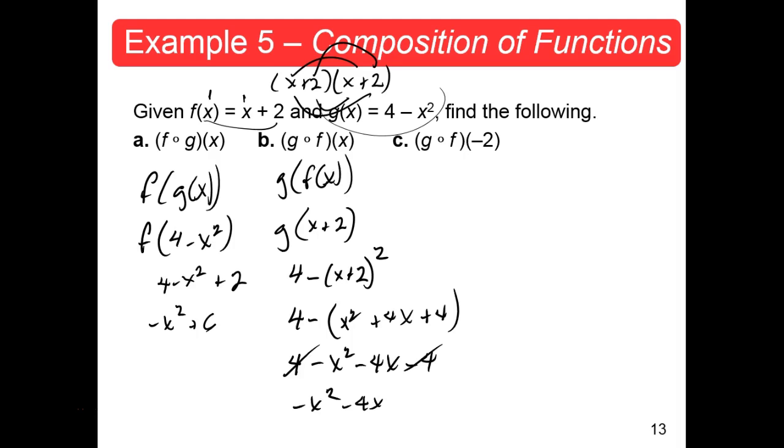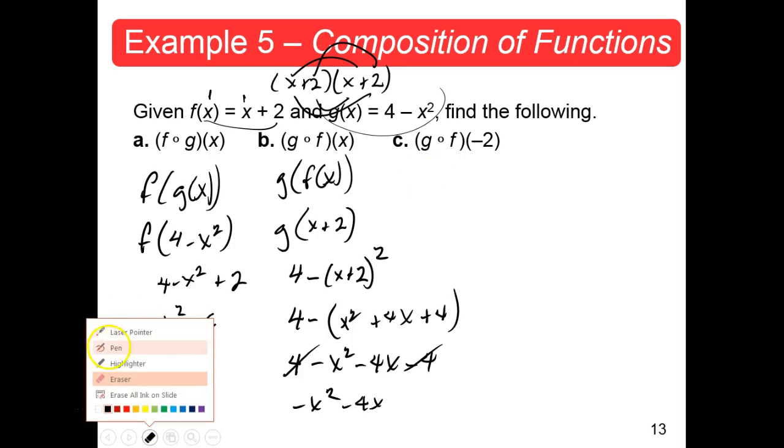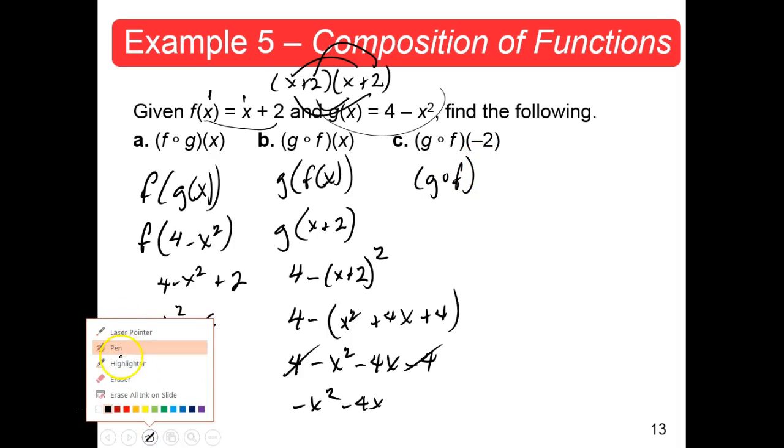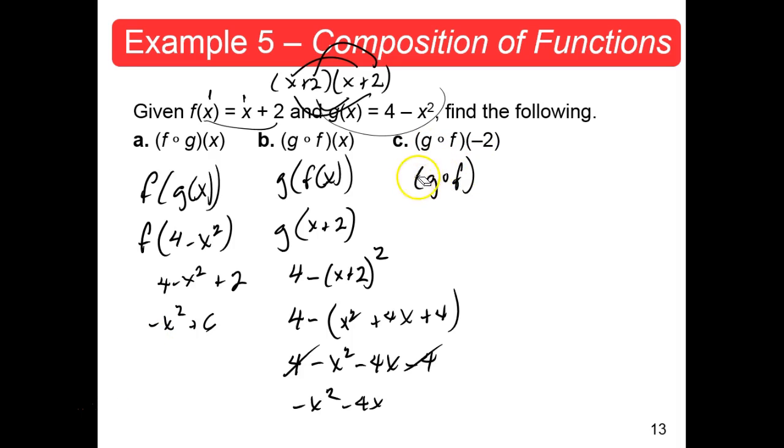Now, what is this asking for? G, let's see. All right. Well, I'm going to do it the way you said. G of F of... why am I writing that again? Okay. All right. Let's just plug it in. That's easier. That's what you said to do. And that would be what we had here, minus a negative 2 squared.